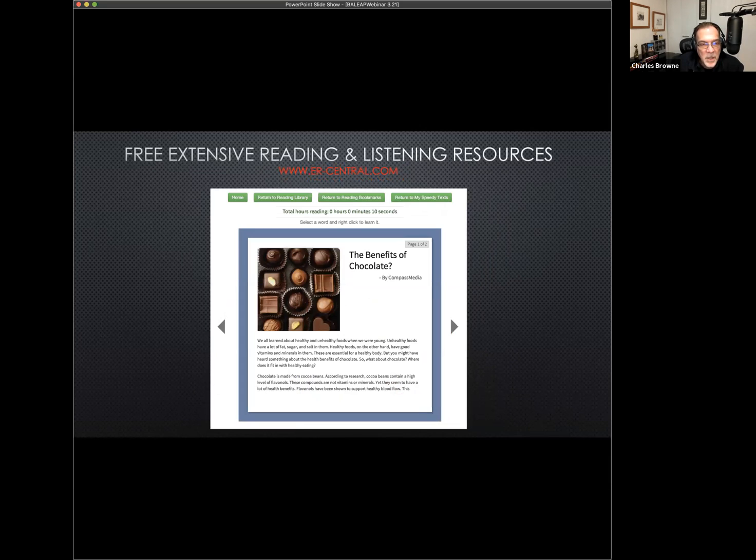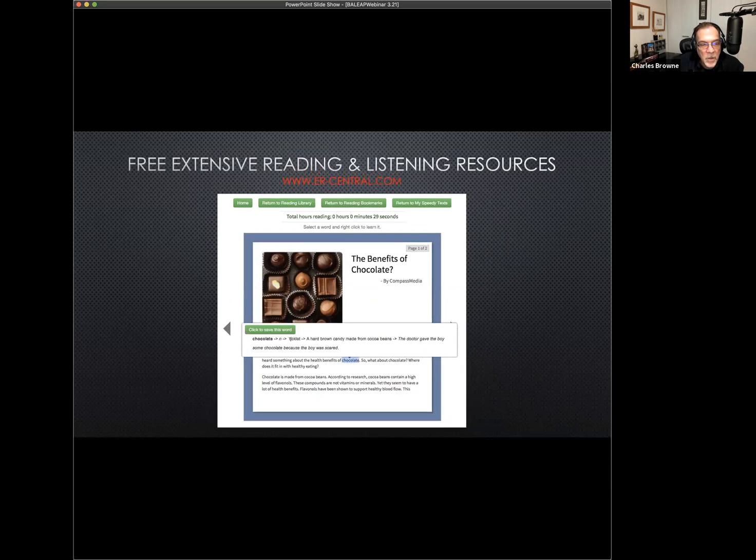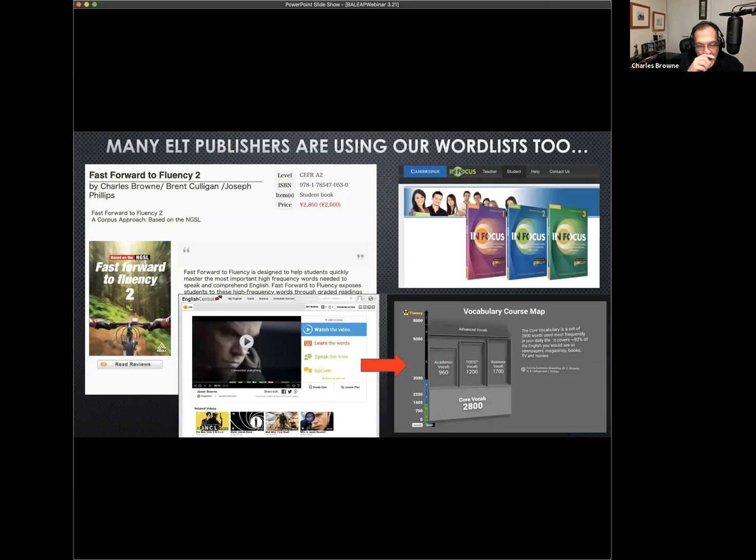That's the reading interface. You can click on any word. We have an HTML dictionary. There's a little green box that says save the word, and that means that any word that you've looked up then becomes something that you can study in flashcard stacks. So there's vocabulary learning as well. A lot of publishers are now utilizing our word list as well. So if you go to various publishers and search for NGSL, you can probably find some books there for you.